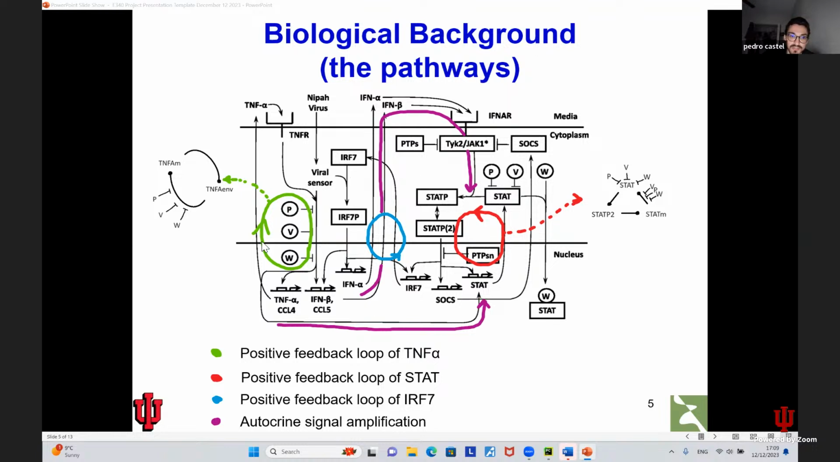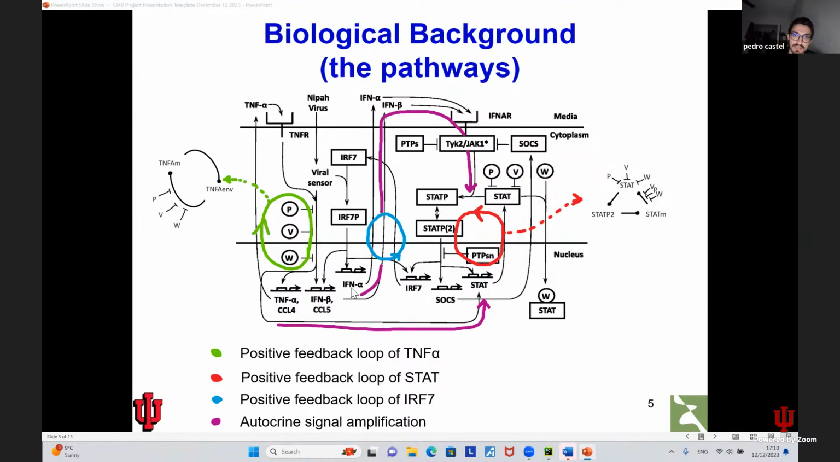And these two circuits, TNF and STAT, are coupled. There are three ways they are coupled. First of all, by IRF7, which is interferon regulatory factor 7. When you have high levels of STAT, you trigger the production of IRF7. That triggers the production of TNF alpha. That triggers the production of STAT. So the purple arrow symbolizes the TNF activation of STAT. And then the blue arrow is an activation of IRF7 on itself.